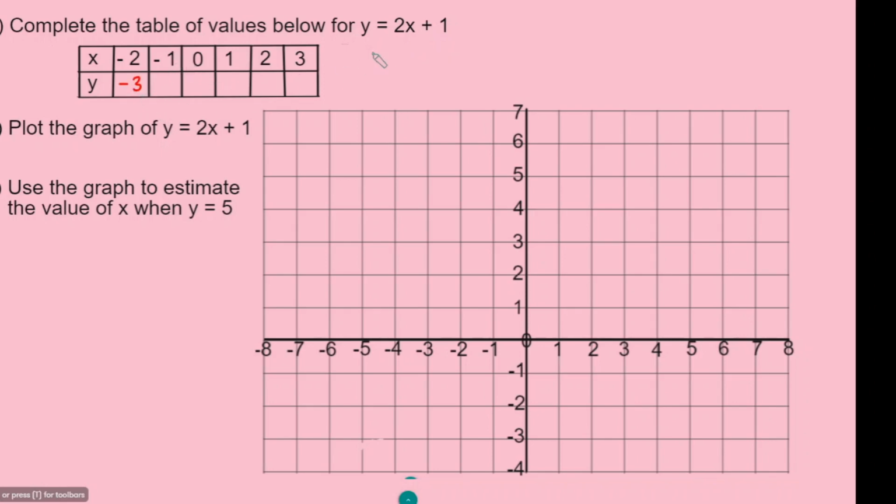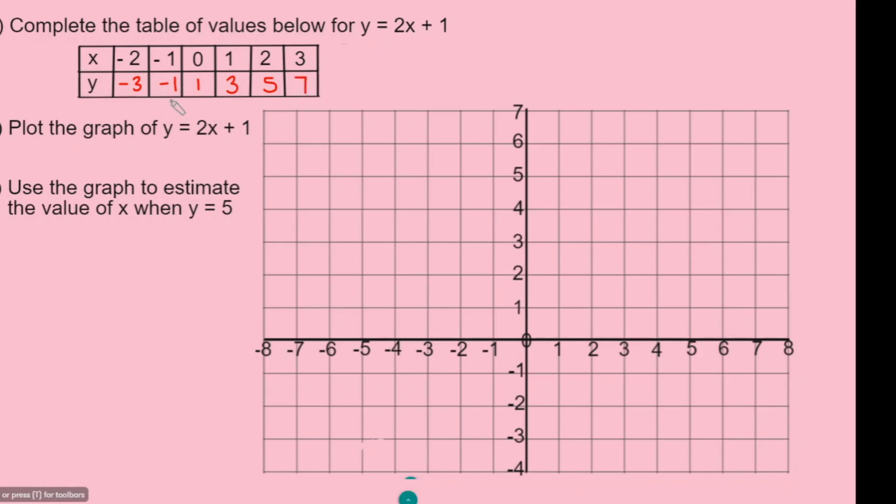When x is minus 1, y becomes 2 times minus 1, that's minus 2, and minus 2 plus 1, you got minus 1. Next, when x is 0, y becomes 2 times 0, 0 plus 1, 1. When x is 1, y becomes 2 times 1, 2, plus 1, you got 3 there. Next, when x is 2, y becomes 2 times 2, 4, plus 1, 5. And lastly, when x is 3, y becomes 2 times 3, 6, plus 1, 7.